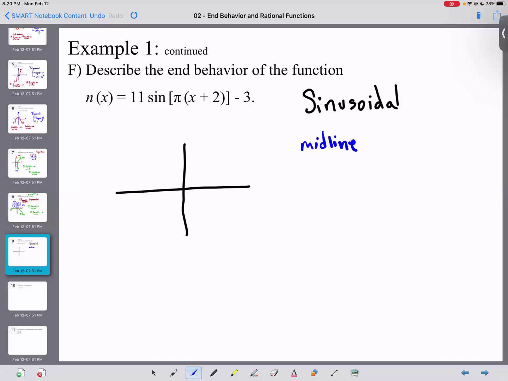Yeah, it goes off the d value. So it's y equals negative 3. So right here, this is the midline.